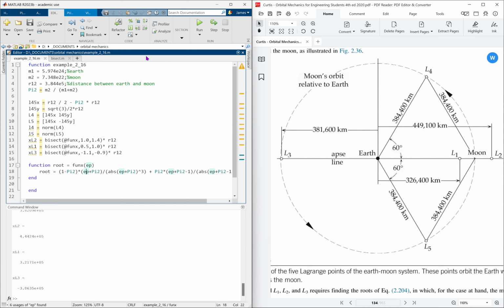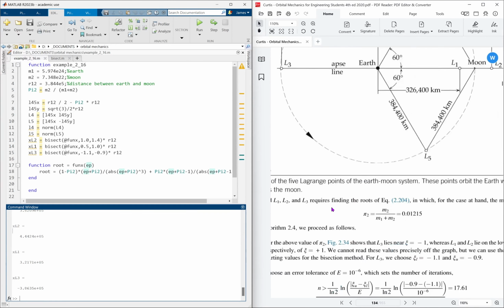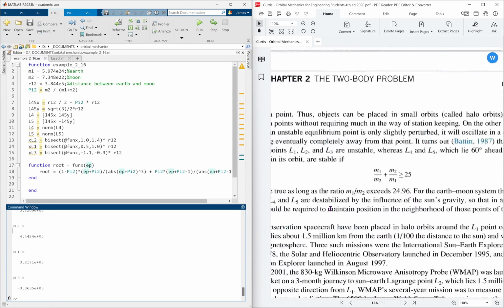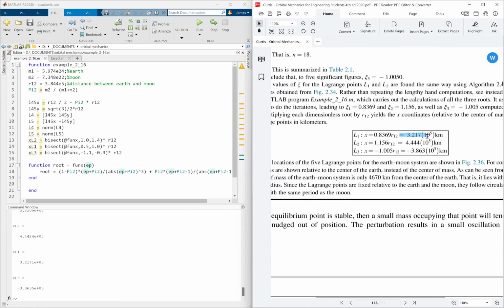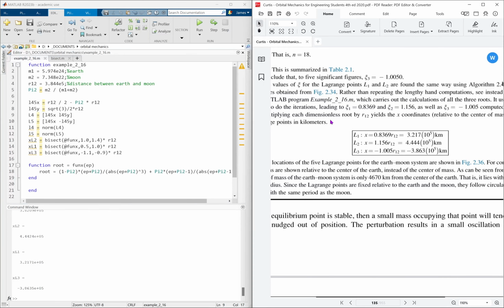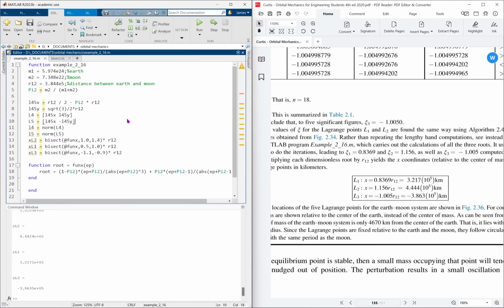And that's it. I run that. You can see these values down here do match what's in the book for that example, and then actually the 2.46 question is basically the same, but it's for the sun and the earth and the moon, I think, and we will do that in the next video.